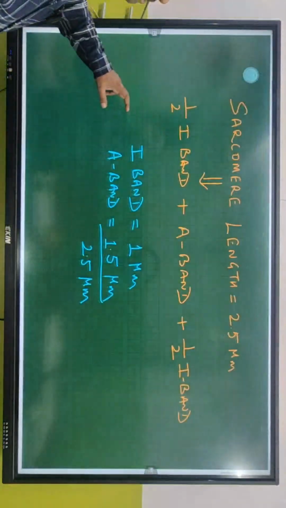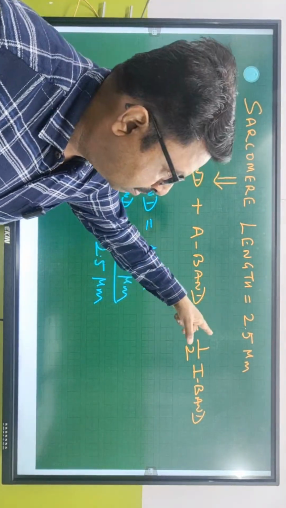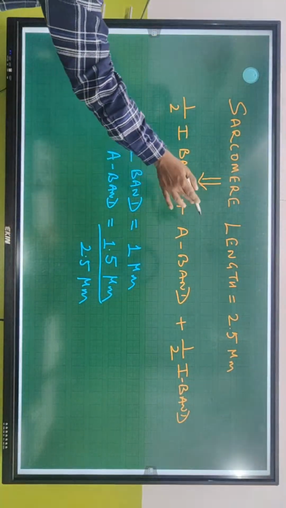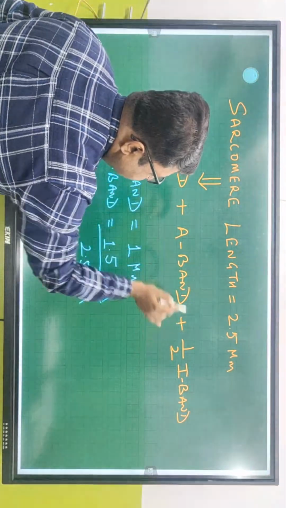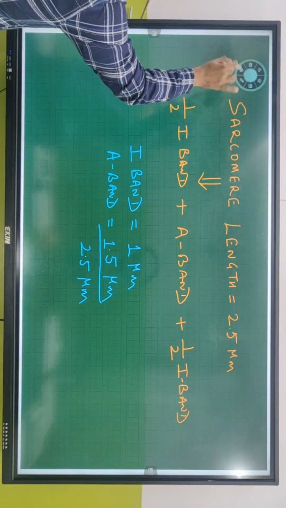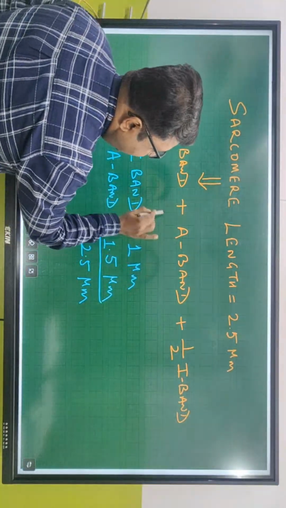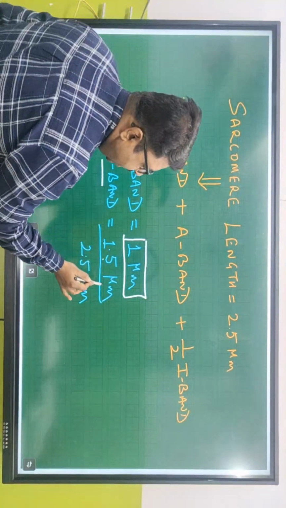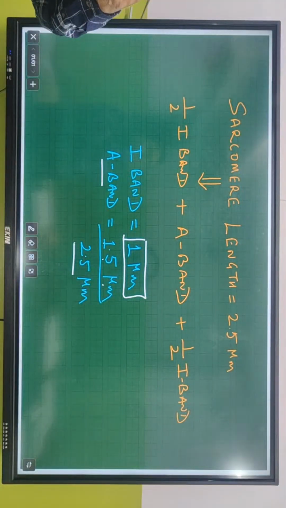The sarcomere length is normally 2.5 micrometer, which is made up of half of the I band plus the A band plus half of the I band. Clear? The I band, that is the isotropic band, is 1 micrometer, and the A band is 1.5 micrometer. Together it makes 2.5 micrometer.